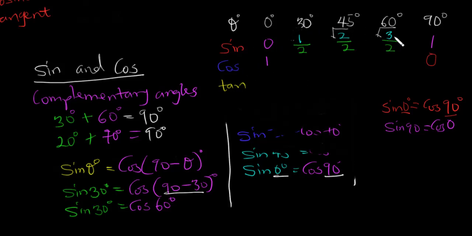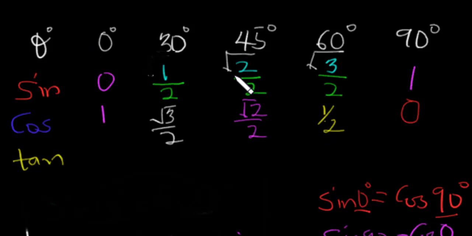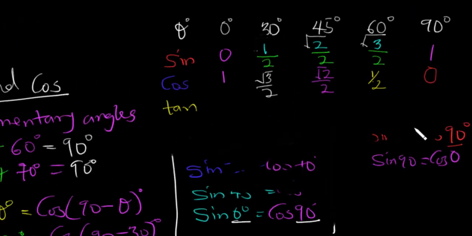Sine 60 is root 3 over 2. So cos 30 will also be root 3 over 2 here. And cos 45 is the same as sine 45, because 45 plus 45 gives 90 degrees. So here too we will have root 2 over 2. And cos 60 will be sine 30. Sine 30 is half, so cos 60 is going to be half. So these are pretty simple. These are the sine and cos of these acute angles up to the right angle 90 degrees.